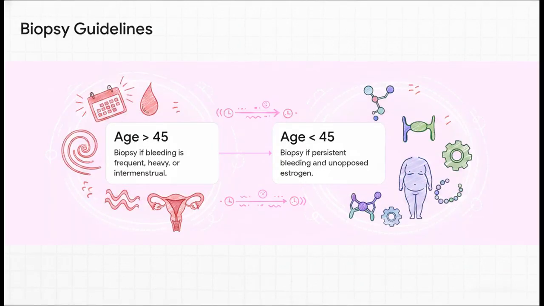We also really need to nail down exactly when an endometrial biopsy is required to rule out hyperplasia or malignancy. The guidelines here are pretty strict. Step 1, you absolutely must biopsy any patient over the age of 45 who comes in with abnormal bleeding, period. Step 2, for patients under 45, you biopsy if the bleeding was persistent and they have a history of unopposed estrogen exposure. This is actually super common in patients with obesity or chronic ovulatory dysfunction, like PCOS.